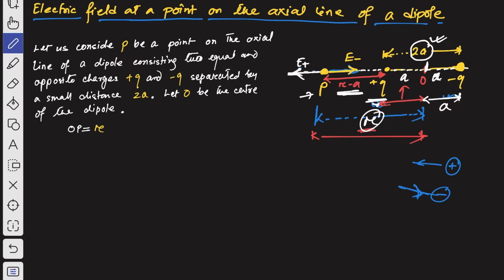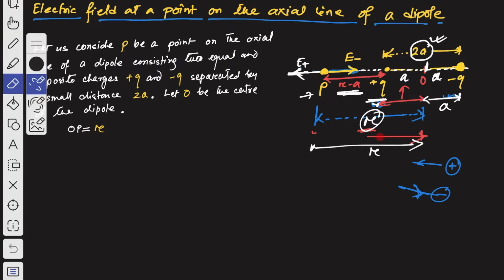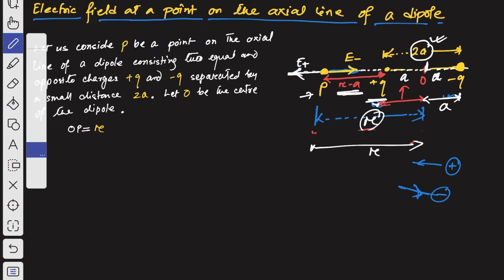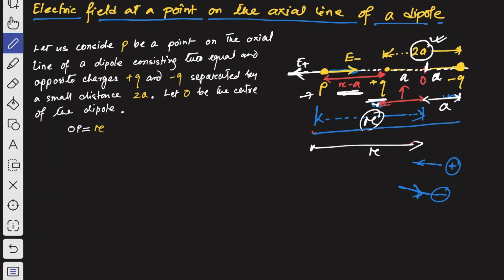and the distance from O to point P is R. So the distance from P to the negative charge Q, let me show you this distance, should be R plus A, right? So R plus A is the distance between P and the negative charge Q. Hope you have understood.